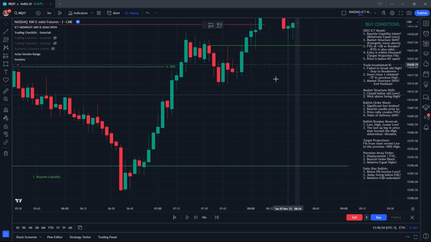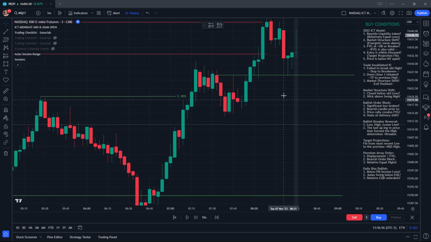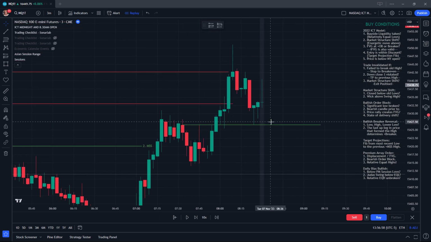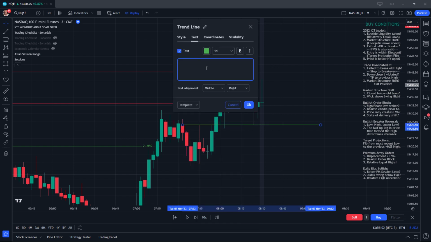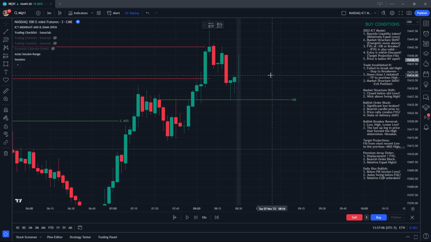So that's because the order block's a little bit open to interpretation, at least for now, while I'm still learning this stuff. So I'm just going to do my best and just mark this as an order block. And then we want to see fair value gaps.